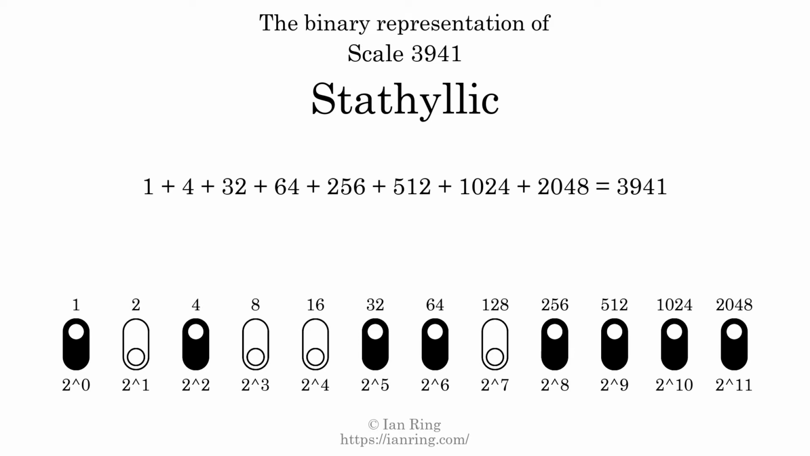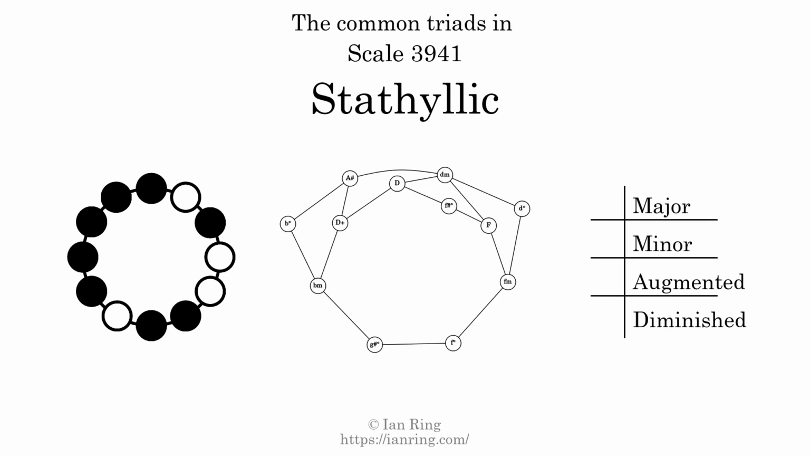3941. The scale number not only enumerates the scale with a unique index, but it also literally describes the tonal content of the scale. Represented as a binary number in base 2, the scale number is 111101100101. Here are the common triads present in this scale.